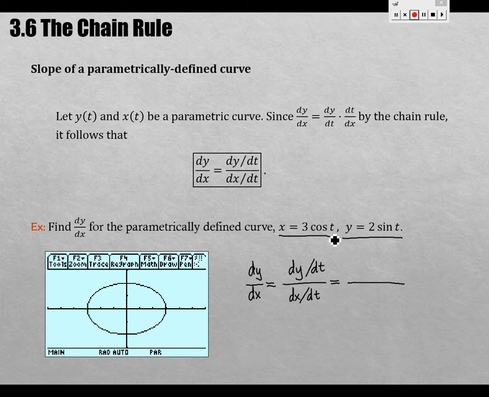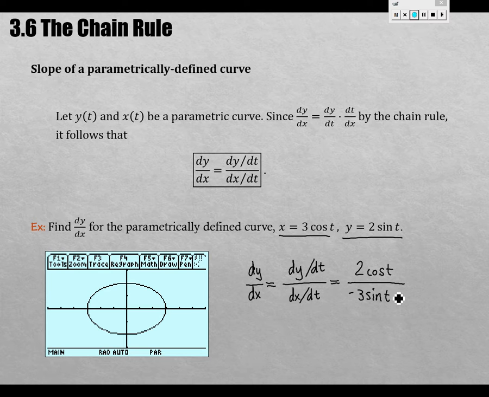So the top one, anybody want to take that? What's the derivative of 2 sine t? You should have known this on the last test even. 2 cosine t. And on the bottom, negative 3 sine t. And actually you could write that another way if you like. You could write negative 2/3 cotangent t.